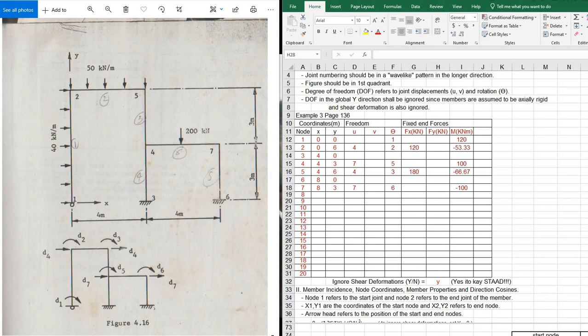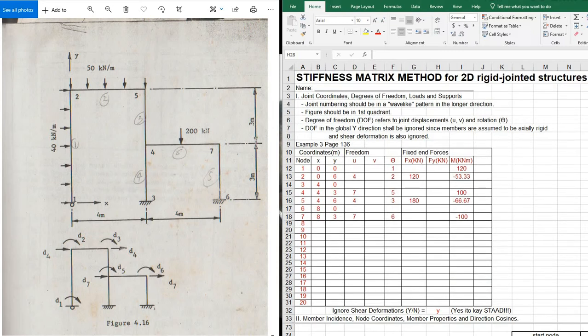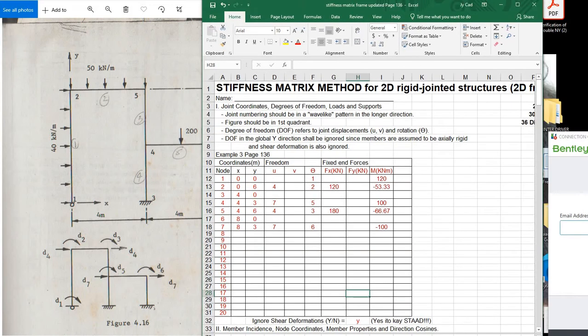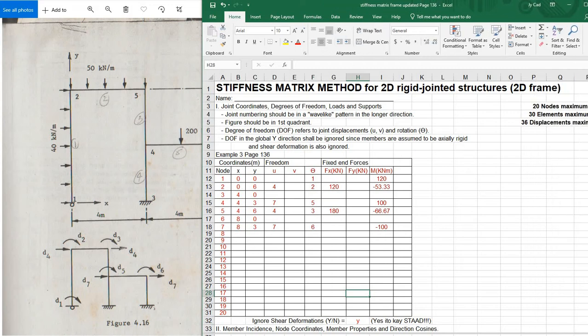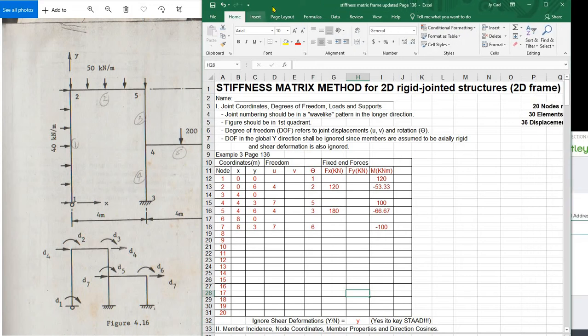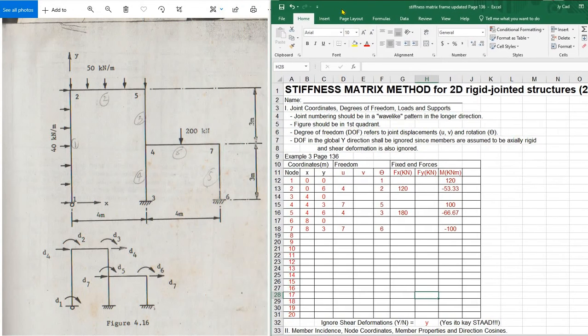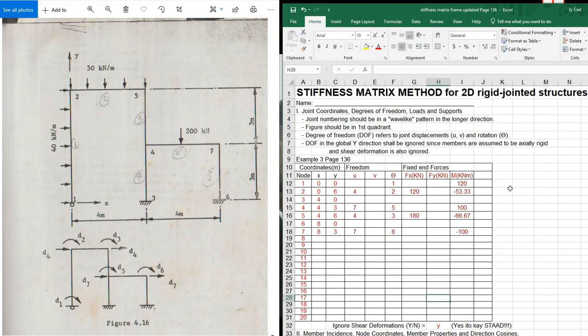Good morning, class. So this is our frame. This is on the stiffness matrix method for 2D rigid jointed structures, or what is commonly known as a two-dimensional frame. Ito ay nagre-resist ng moments as well as axial forces. So ito ang ating sample, this figure.